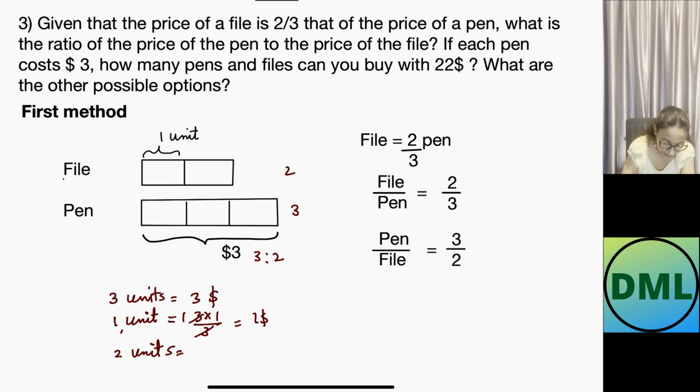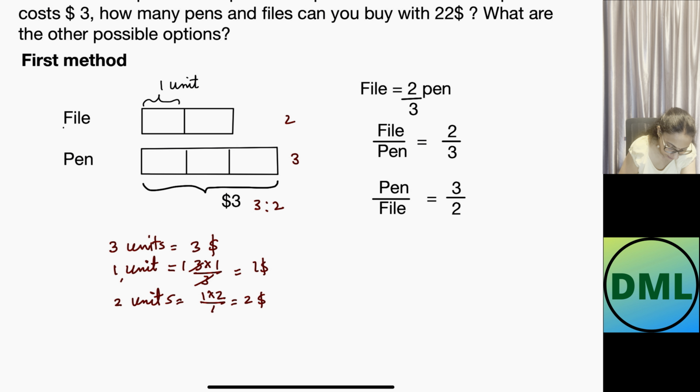We will multiply with the same method. We will multiply 1 into 2 and divide it by 1. This will be written as 1 cross 2 over 1, which is equal to $2. The cost of the file is $2 and the cost of the pen is $3. Let's write it down here. Cost of the pen is $3. Cost of the file is $2.